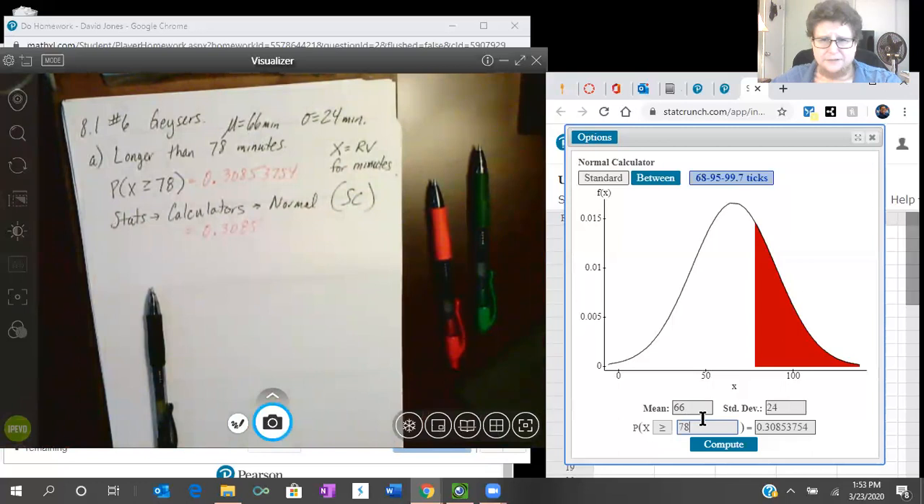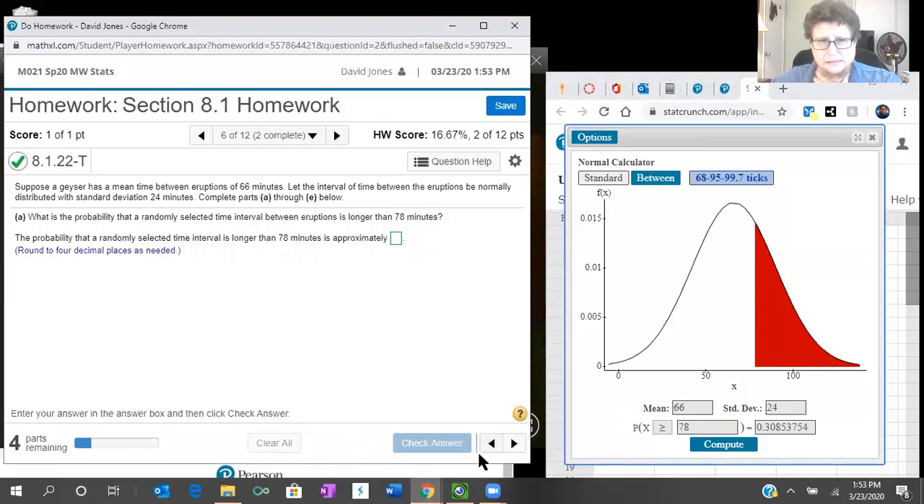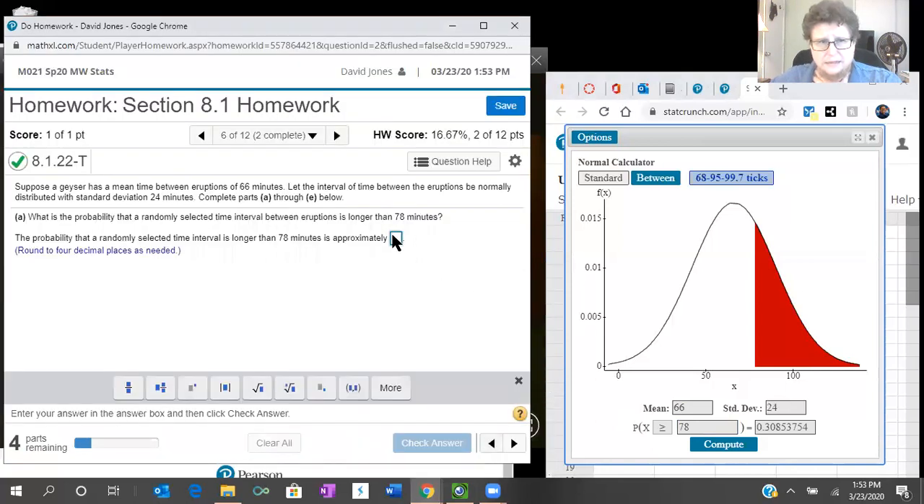Pause, write it down if you need to, so I can switch over to Pearson and check my answer. Yeah, it says 4 decimal places, 0.3085. Check my answer.